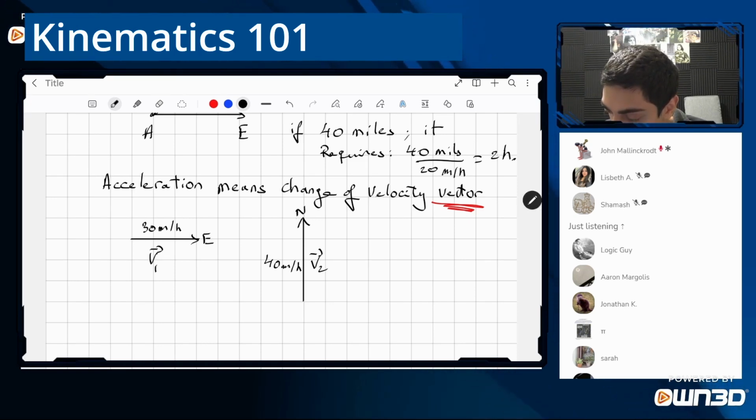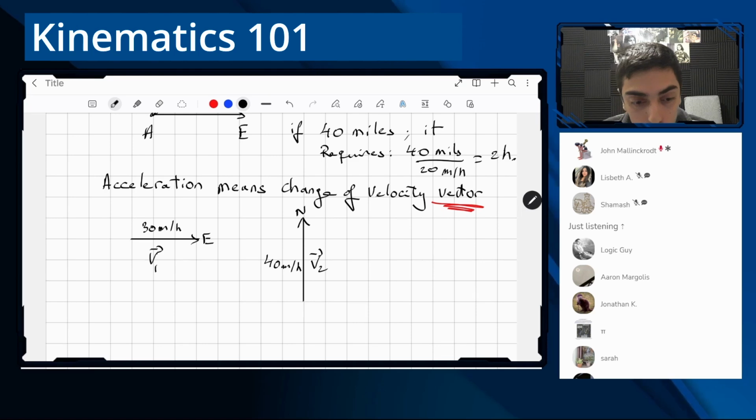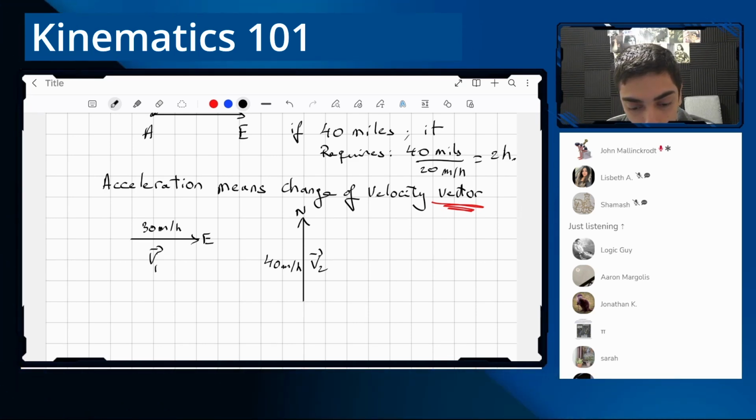And you could draw those two vectors anywhere you want because vectors don't have positions. They just have lengths or magnitudes, as we call them, and directions.